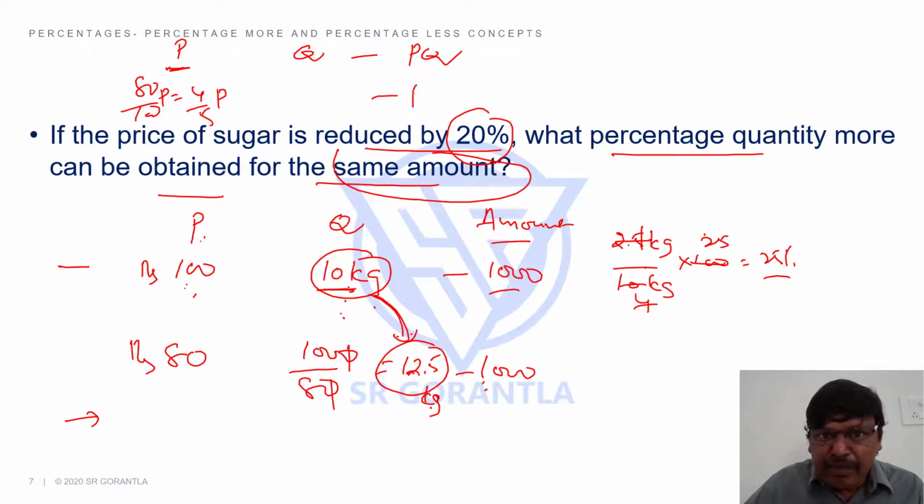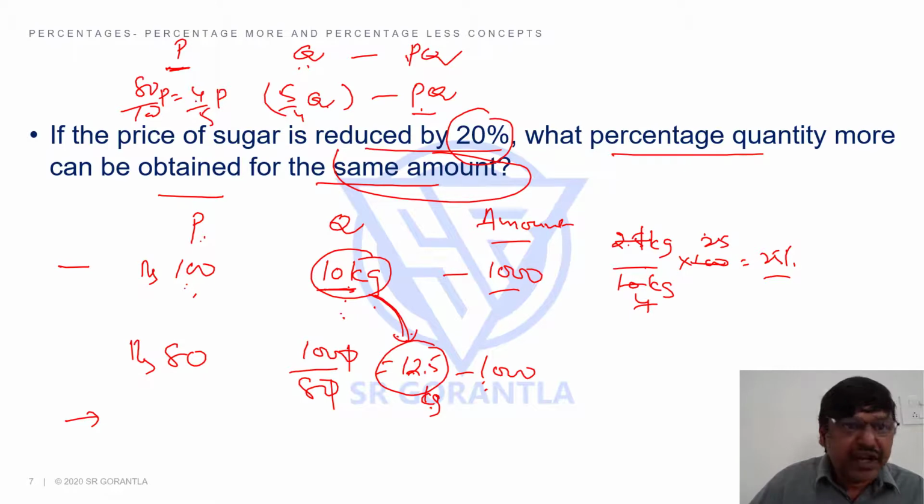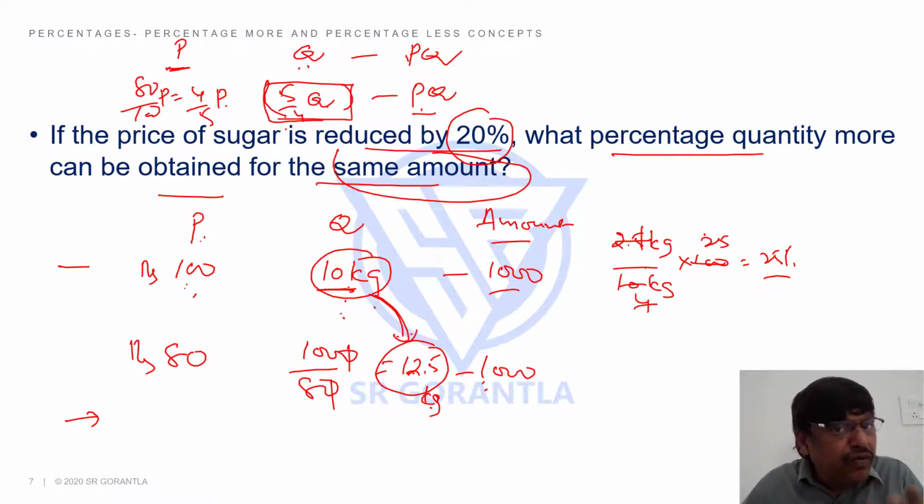But I want the same PQ. So you should multiply this Q with what number so that you will have the same PQ. If you multiply with 5 by 4 Q, the reciprocal of 4 by 5, so 4 by 5 into 5 by 4 will get cancelled. You will have the same PQ. So that means the new quantity should be 5 by 4 times of the initial quantity. 5 by 4 times, when you say how much more? 1 by 4 more. 1 by 4 is nothing but 25%.